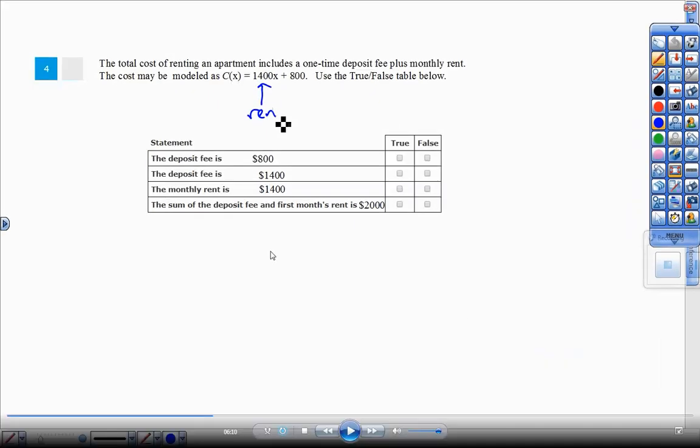All right, for number 4, again, fill in that equation, fill in these numbers in your table. The number in front of x is the monthly rent, how much you're paying each month. That 800 number is the deposit. So if I'm asking you the deposit fee is 800, that is true. That is the number all by itself. That is the one-time deposit.